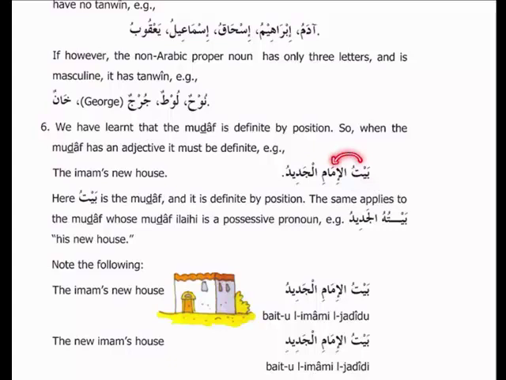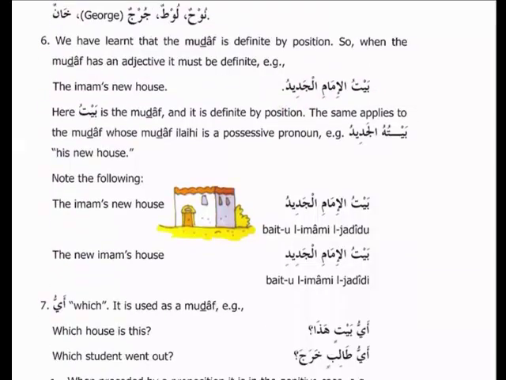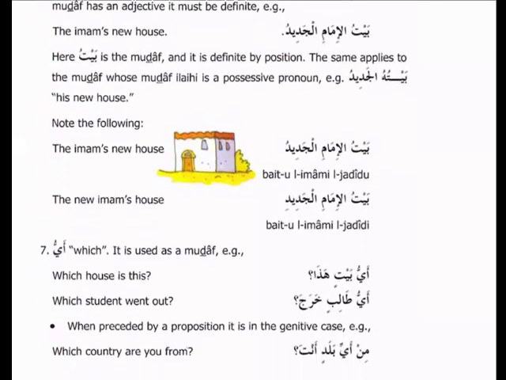So here in this case, baitu is marifa or nakira? You will look at your mudaf ilayhi. It is marifa. So you will say baitu is marifa. That's why the sifa is also marifa. So that's what they're trying to explain here. Baitul imamil jadidu. The house, the imam's new house.